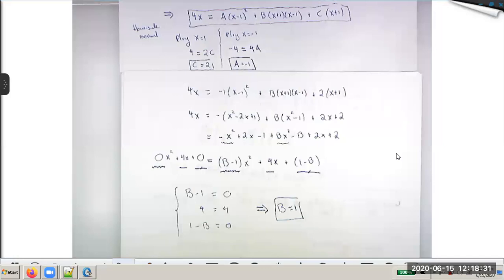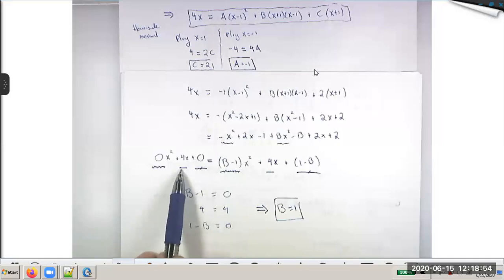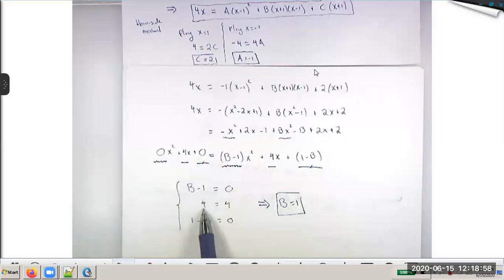The 4 equals 4, each of these equations came from setting the coefficient on the left equal to the coefficient on the right. So on the left-hand side, the coefficient of x squared was 0. On the right-hand side, the coefficient of x squared is b minus 1. So b minus 1 has to be equal to 0. On the left-hand side, the coefficient of x is 4. On the right-hand side, the coefficient of x is 4. That's where the 4 equals 4 line came from.